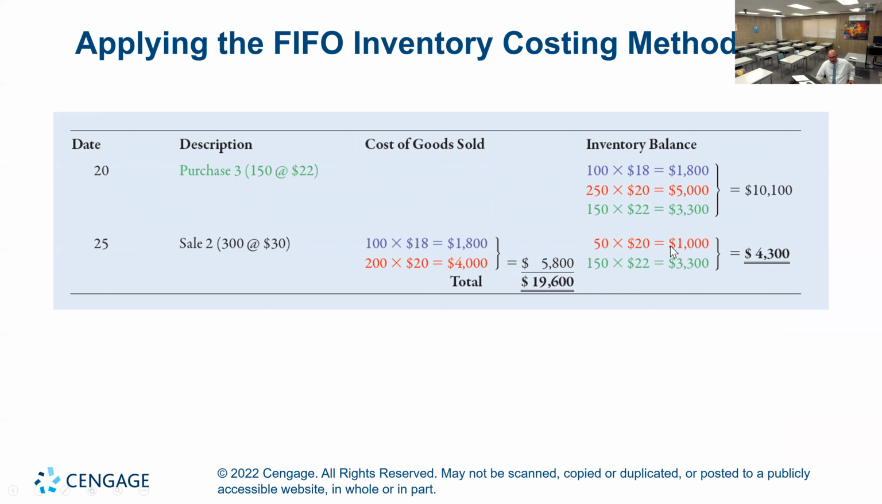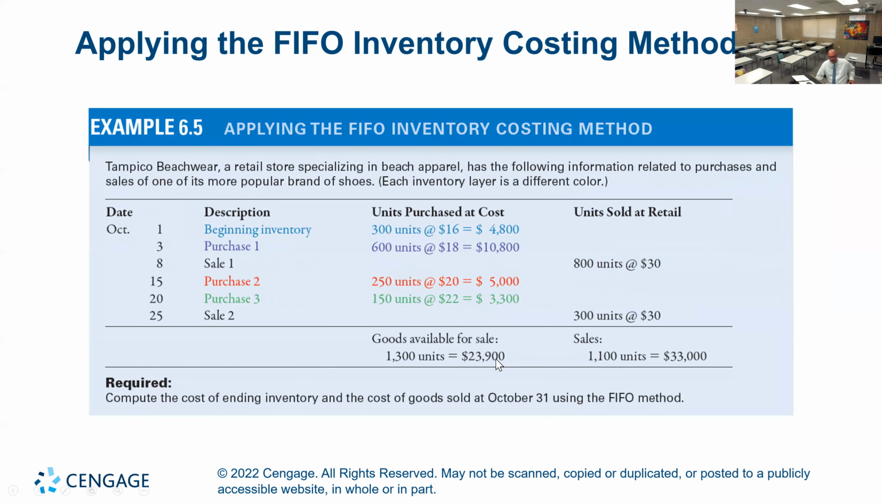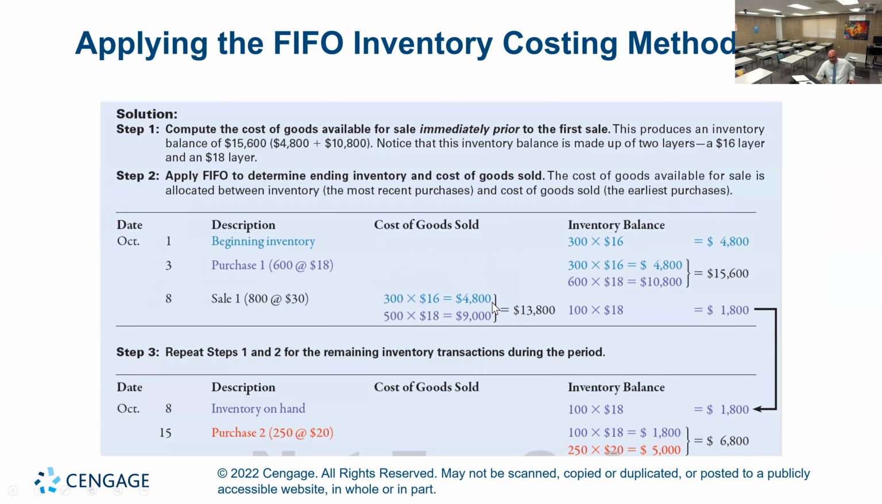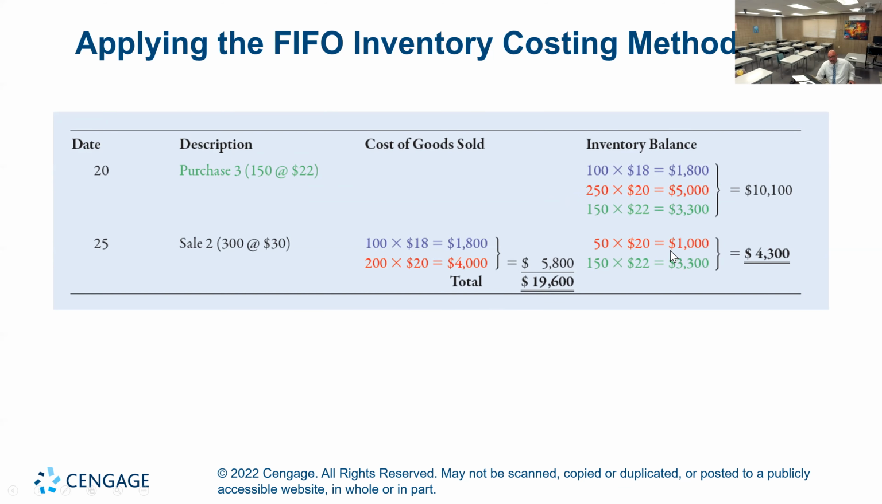The 50 times 20 is 1,000. 150 times 22 is 3,300, so 4,300. So if you went back and remembered our cost of goods sold formula, we could have put in 23,900 as our cost of goods available. That was our beginning plus our purchases. And then if we subtract out our ending inventory, which we calculated at 4,300, we get the 19,600 as our cost of goods sold without having to do the intermediate calculations that were in there.